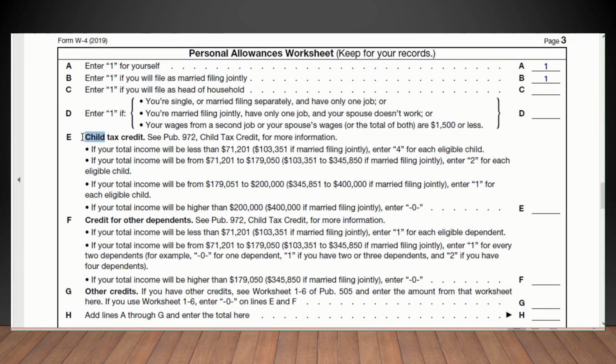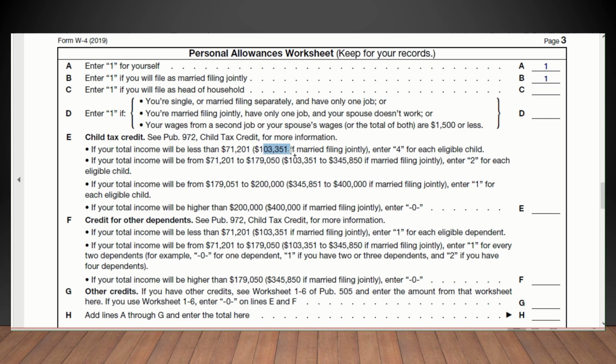Now let's move on to child tax credit. So remember, in this example, this person had 1 child. There's a threshold where you won't be able to get the child tax credit. So that's what these thresholds are. The higher your income, the more the credit is phased out. So the first phase out range is when your total income is less than $71,201 if you're single or head of household, or $103,351 if you're married filing jointly, that you're filing together with your spouse. So if you're below this threshold, you get the full credit, and if you're going to be below this threshold, then you enter 4.